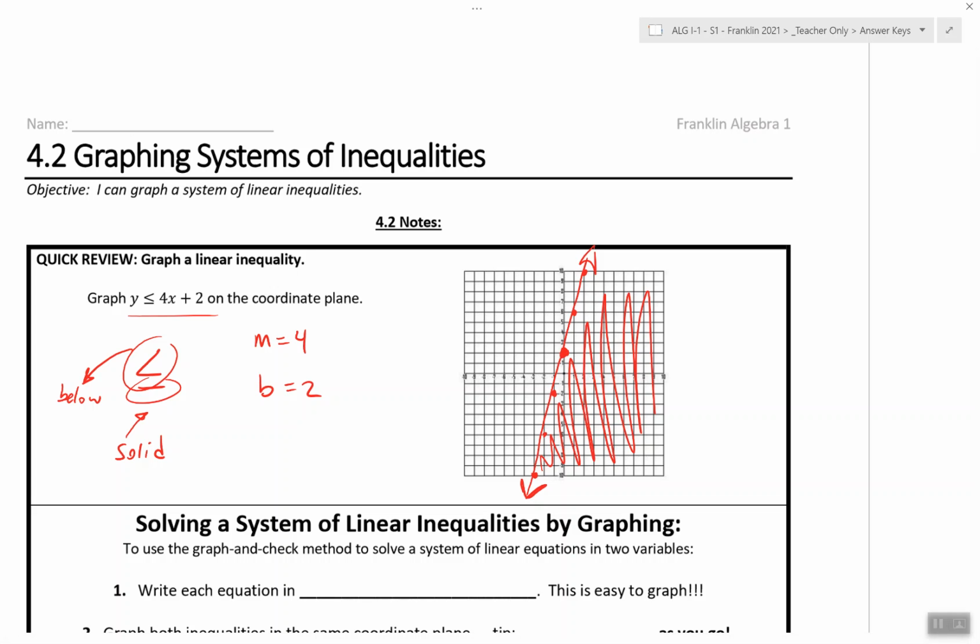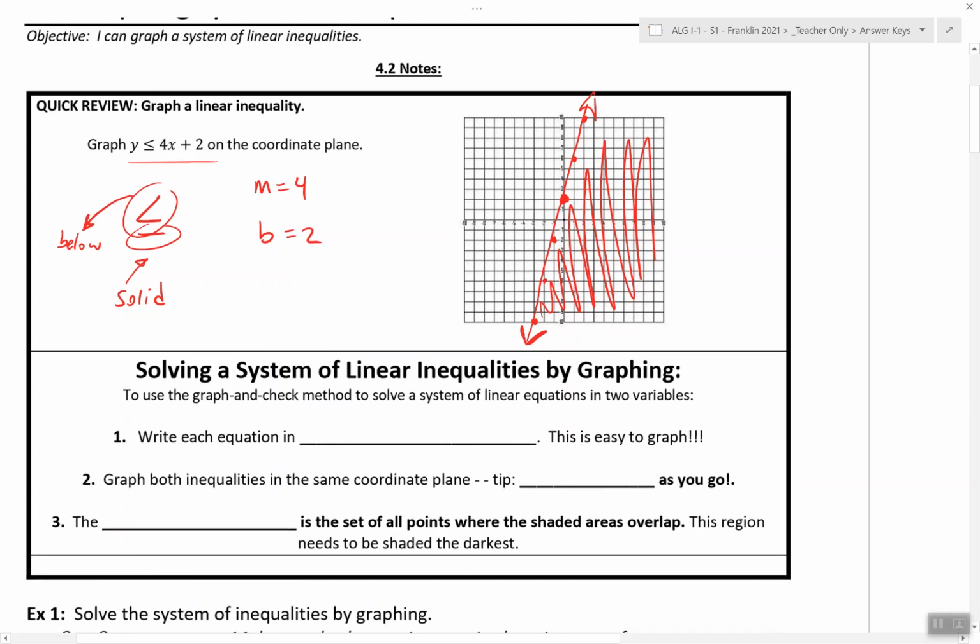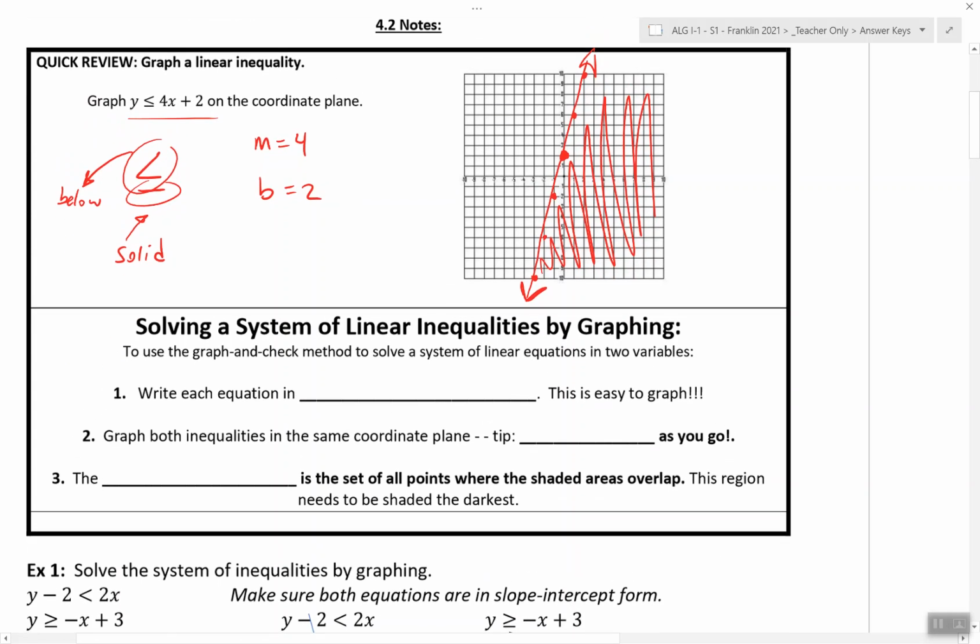Now when we graph a system of linear inequalities, you'll see we'll graph two of these on the same coordinate plane and see where the shaded regions overlap. So here are the steps. We'll first write each equation in slope-intercept form, just like whenever you graph any line or inequality, because this is the easiest form to graph.